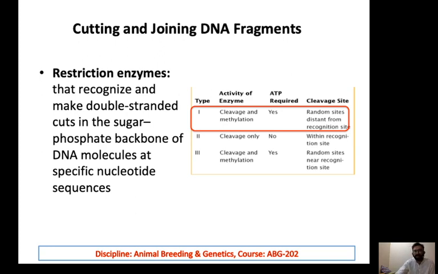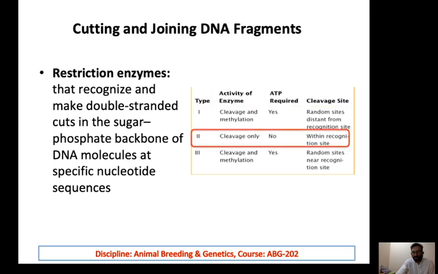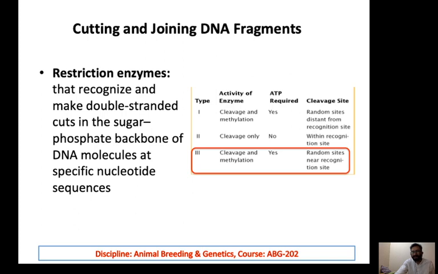The second type can only cut, and they do not require ATP, and they generally have the cleavage site or cutting site within the recognition site. And the third type is cleavage and methylation. Again, they have their function and they require ATP. So where there is cleavage and methylation, it requires ATP. And again, they have random sites, and generally they cut near the recognition site. So there are three different classes of restriction enzymes, or enzymes which are able to cut the DNA.